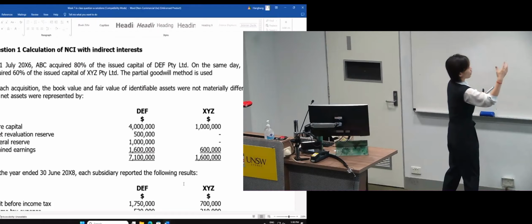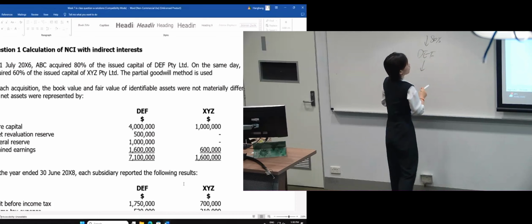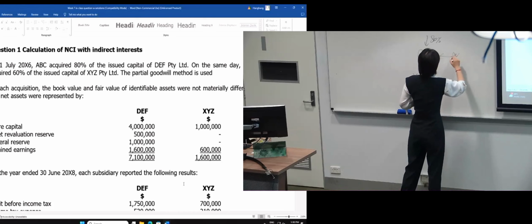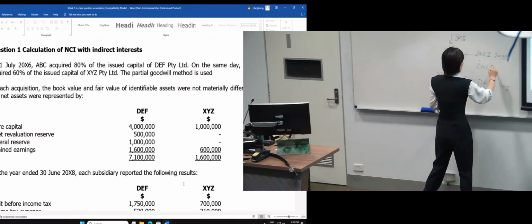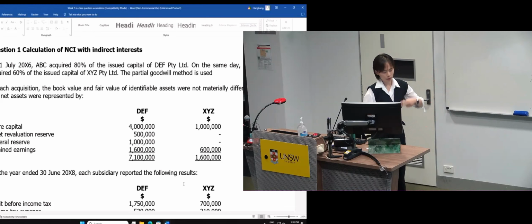So ABC acquired 80% of the issued shares of DEF, and DEF acquired 60% of the shares of XYZ. And then you can find the DNCI in DEF, which is 20%, right? And then we find the DNCI in XYZ, which is 40%. And then the INCI in XYZ, which is 20% times 60%, 12%. Okay, that's done. So prepare to diagram your group structure as a first step, and then we move on to look at other information in these questions.